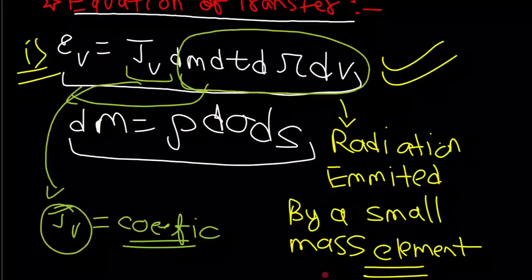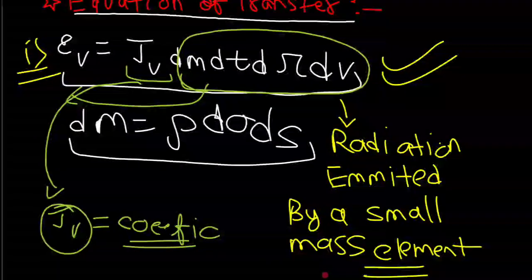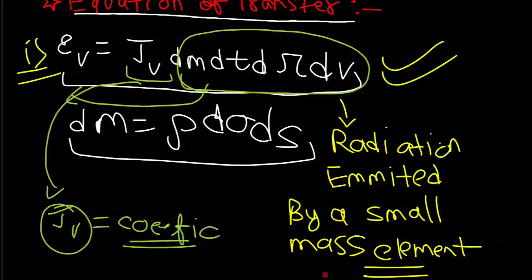So I hope you understood what exactly I have talked about, that this particular equation tells us about the radiation emitted by a small mass element. Here E_ν is the energy, j_ν is the coefficient of emission, and the rest of the things are the small mass element dm, dt, dν, and dΩ, the solid angle. So it means that energy is dependent on these quantities.